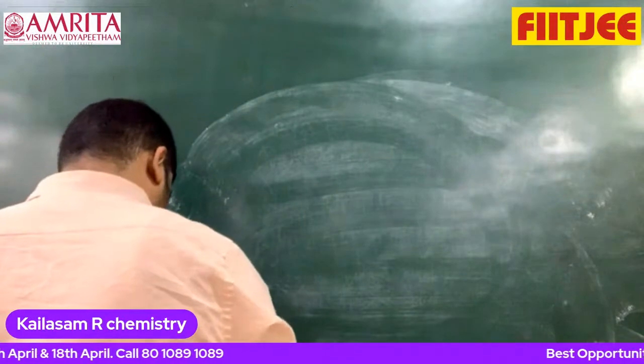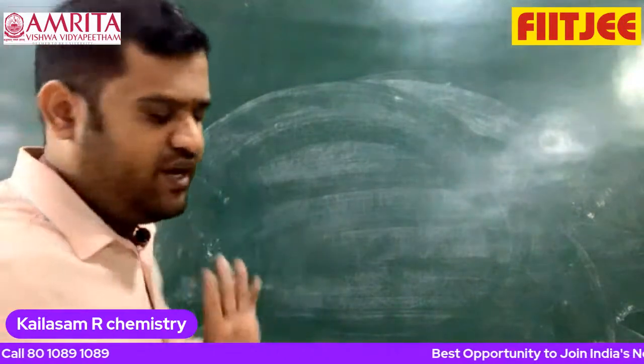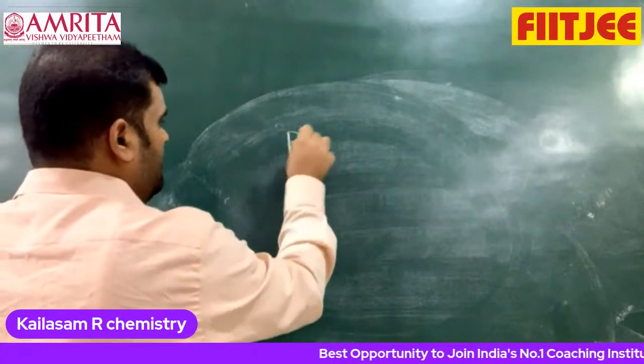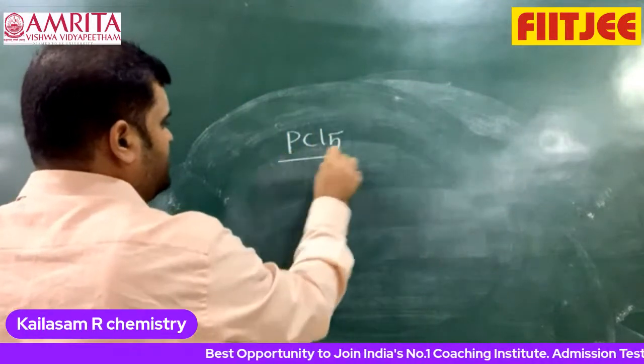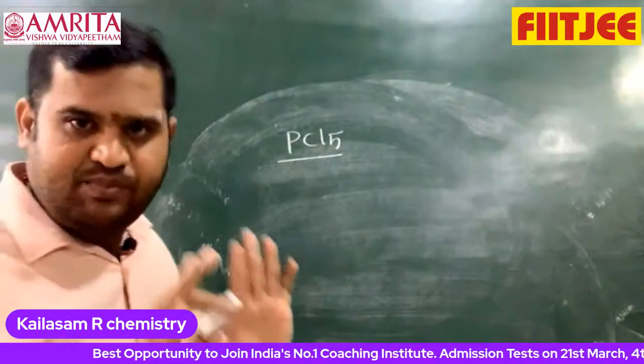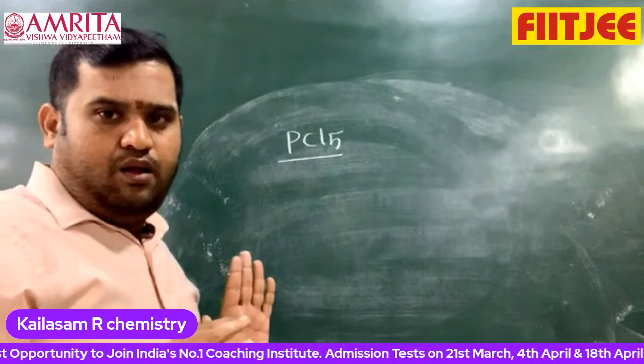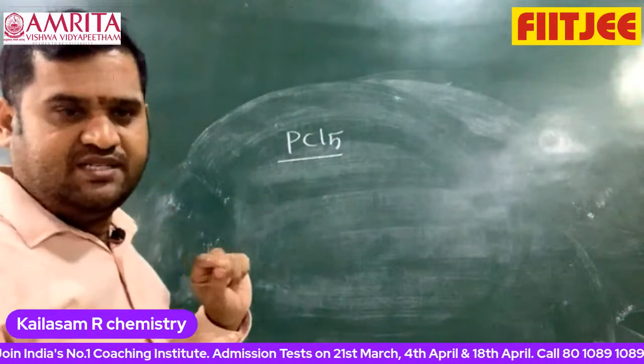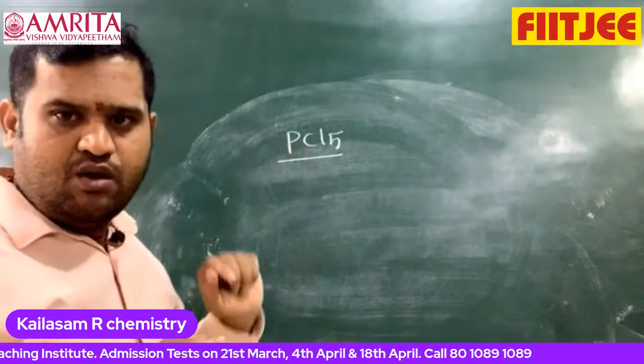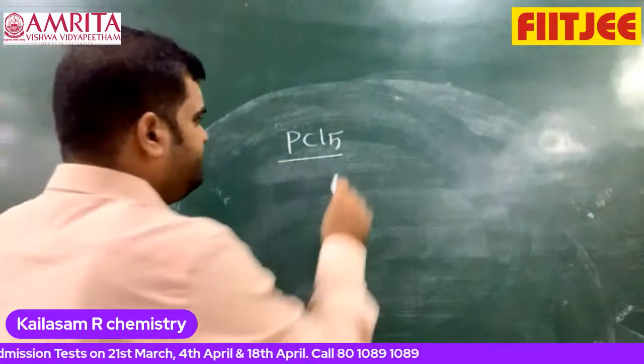I am taking PCl5. First, let us go with the VSEPR theory method. What does VSEPR theory say? The central atom is phosphorus. What is its valence electron count? 5.